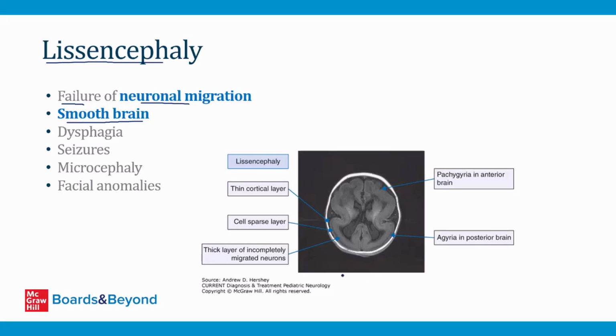This is an image of what it looks like on the slide here. If you look at this brain, you can see it's just very, very smooth. It doesn't have the normal bumps that you expect to see in the cerebral cortex of a normal human brain. And so some of the clinical consequences of this failure of neuronal migration are summarized in these bullet points here. So these children can have problems swallowing, they can develop seizures, they can have a very small head circumference, that's microcephaly, and then they also can be born with a number of different facial anomalies.